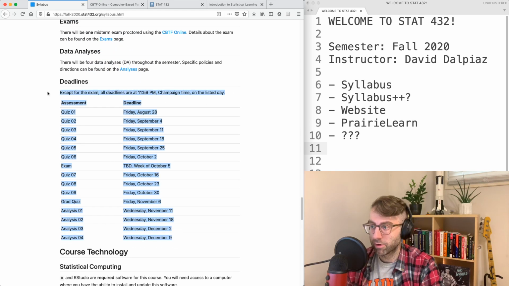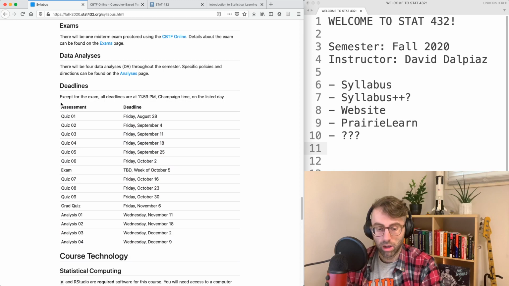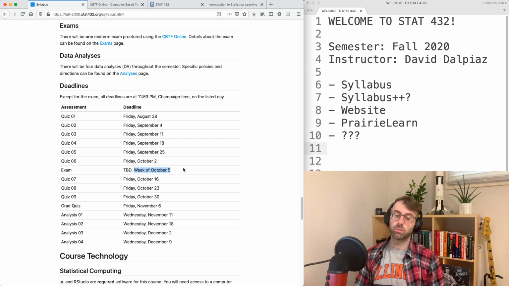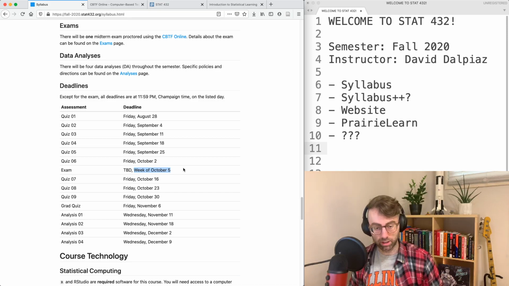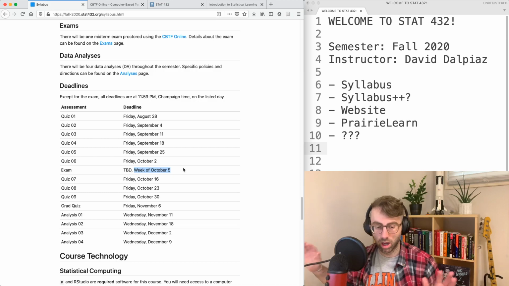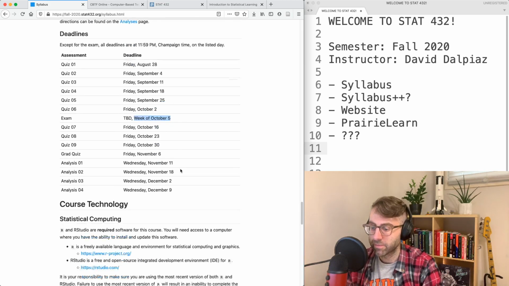So this is an overview of the assignments, the deadlines, that is. Note that right now the exam is slated for the week of October 5th. It will be at one specific time on one specific day, but there will be conflicts available if you're, say, at a bad time zone or something. But more on that closer to the exam.